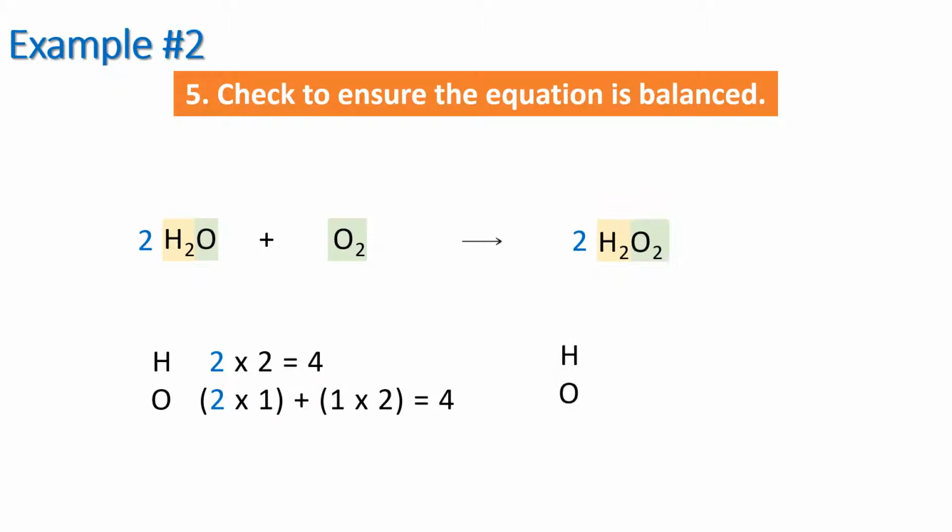Now let's check against what we have in the products, and multiplying coefficients and subscripts for hydrogen, we get a total of 4 hydrogens. And multiplying coefficients and subscripts for oxygen, we get a total of 4 oxygens. And when we compare the 2 sides, we can see that we have the same number of elements on both sides, which means we have balanced our chemical equation. Good job.